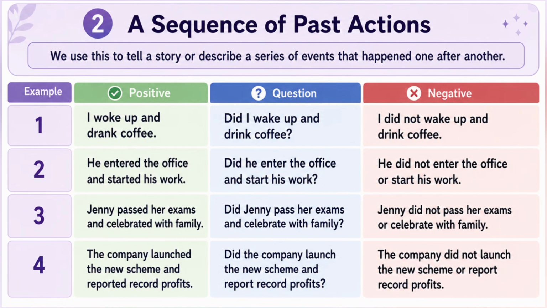We use this tense to tell a story or describe a series of events that happen one after another. Example 1. Positive. I woke up and drank coffee. Question. Did I wake up and drink coffee? Negative. I did not wake up and drink coffee. Notice that after did, drank becomes drink.